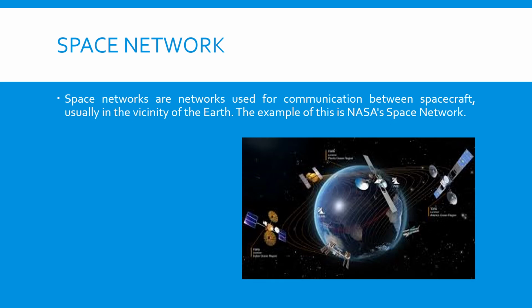Now space area networks are used for communication between spacecraft, usually in the vicinity of the earth. So whenever a rocket or some other type of device is sent to space, then this type of communication uses a different type of signals and bandwidth or frequency. So this is covered under the space area network.